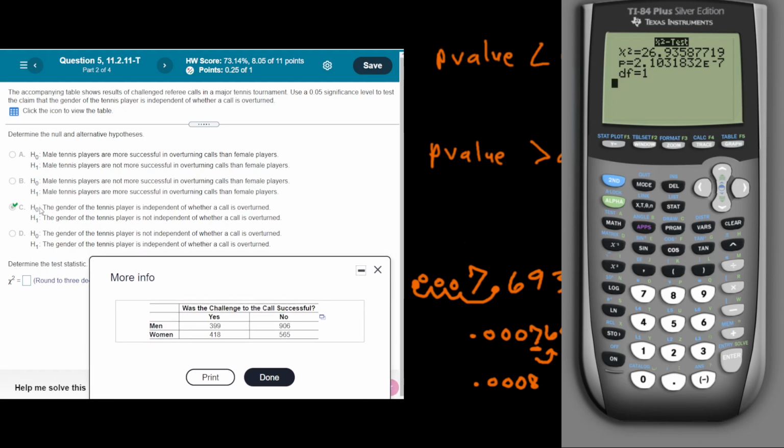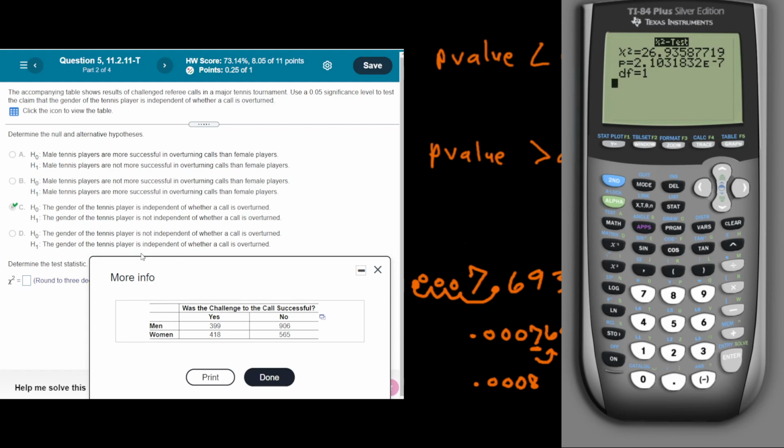So once again, we have the H sub 0. We want to look for the word independent, and we want to talk about them being independent in terms of the rows and the columns. You can see one row says men and women. That is pertaining to gender, right? Up here it says, was the challenge to the call successful? We want to make sure that when we choose our null and alternative hypothesis terminology, it's compliant with these.